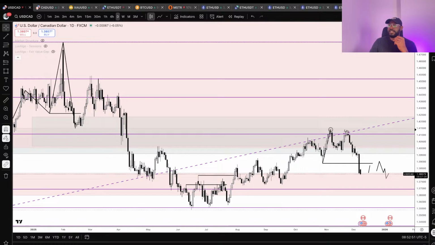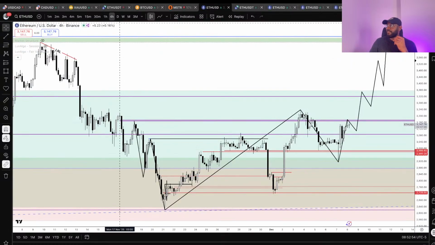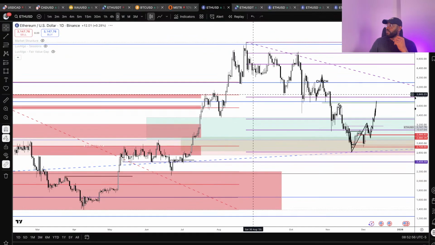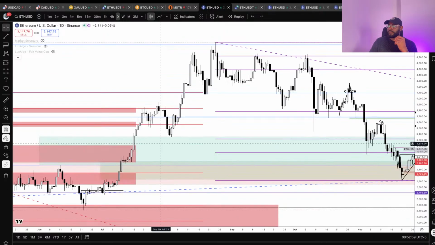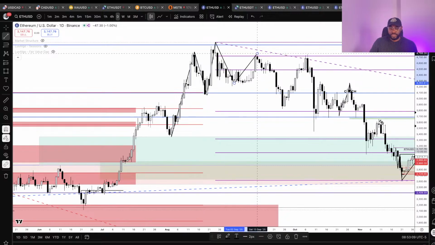Now you can see on Ethereum, if you go to the daily time frame, we were basically trending to the upside, creating higher highs and higher lows. And right here, after we created this higher low, a higher high, a higher low, a higher high, look what happened after that. Price played around, and then dropped and broke structure, a daily low.